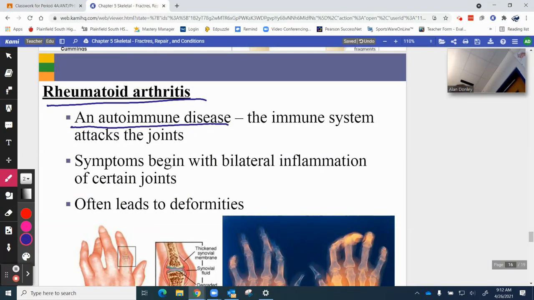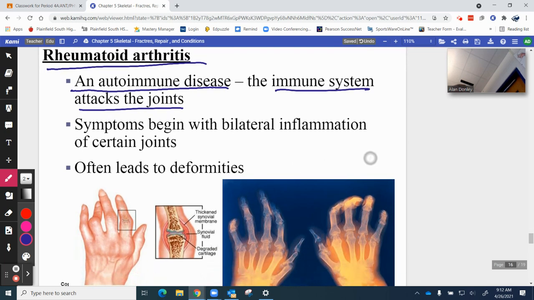Rheumatoid arthritis is an autoimmune disease. So the immune system is attacking the joint tissue. The big difference here with rheumatoid arthritis and osteoarthritis is rheumatoid arthritis normally is bilateral, meaning that you'll see it in both hands, both feet, both knees, whereas osteoarthritis a lot of times is unilateral, only on one side. Okay?